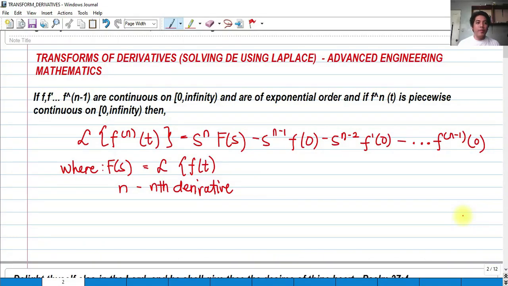Hi, so for today we're going to talk about transforms of derivatives, solving DE using the Laplace transform. And this is still a part of our lecture playlist in advanced engineering mathematics.